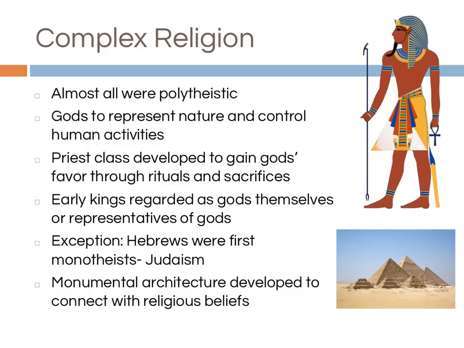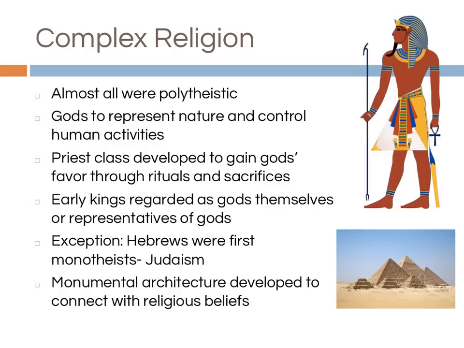The next one is complex religion. So almost all early civilizations had a polytheistic religion where they believed in many gods. And the gods tended to represent nature or were thought to control human activities. The priest class developed. Priests were people who were thought to be able to communicate better with the gods than the average person. And so priests had a lot of power in society because people thought the gods were really controlling everything, and it was very important to keep the gods happy. Priests generally did this through different rituals and sacrifices.